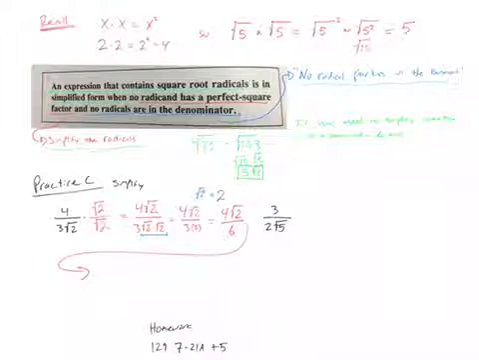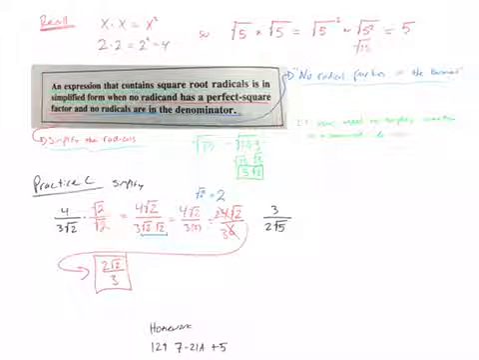And of course we can reduce this 4 and the 6. 2 goes into 4 2 times, 2 goes into 6 3 times. So I'm going to have 2 square roots of 2 over 3. I don't know why I changed that to a 3 in there. I apologize.